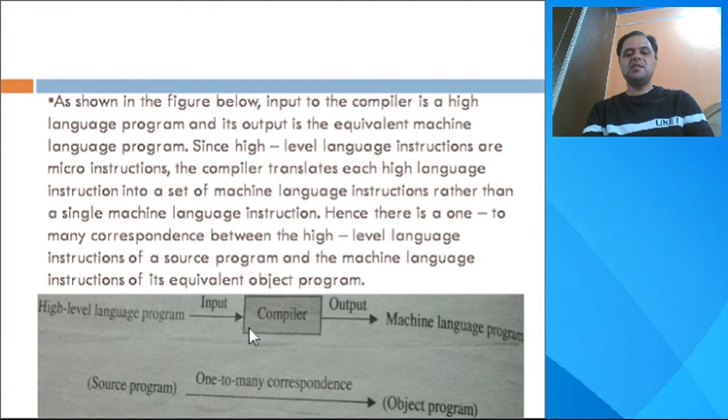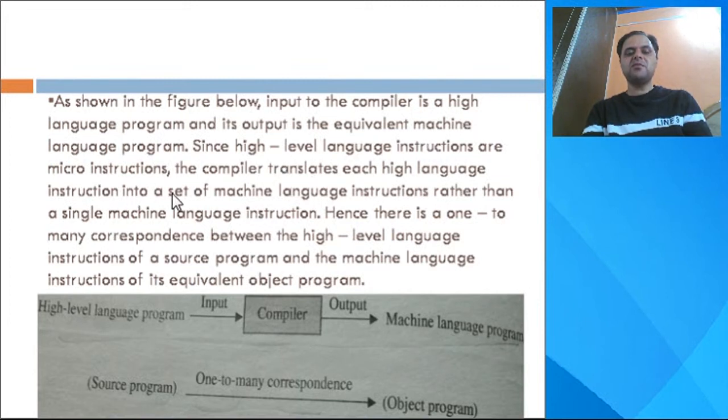As shown in the figure below, the input to the compiler is a high level language program and its output is the equivalent machine language program. So this is the input, the compiler will convert it into a machine language program. So the output will be a machine language program.